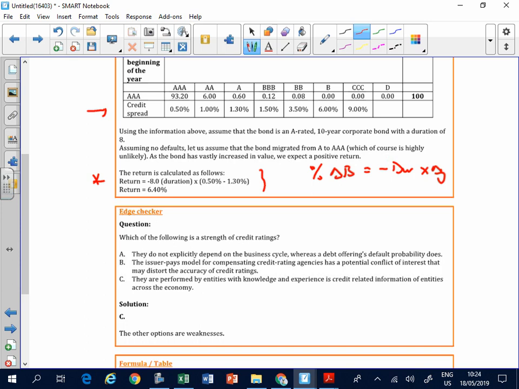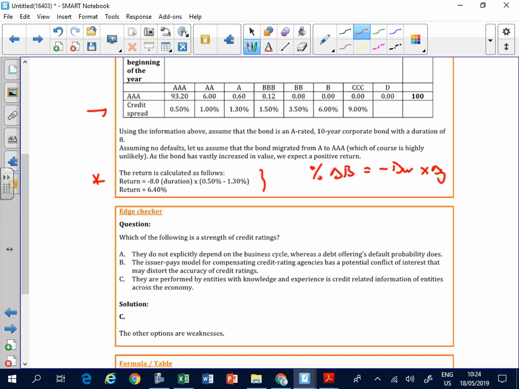Now the question was, what is the change in return if you were moving from single A to triple A? Okay, got it? Moving from here to here. So now, this is a low spread, this is a high spread, so this is a high spread that moves to a low spread. So this calculation is what I see over here. It's going to give me the percentage change in the price of the bond.